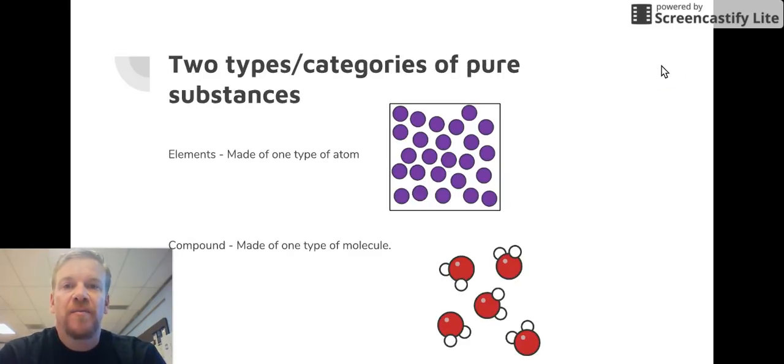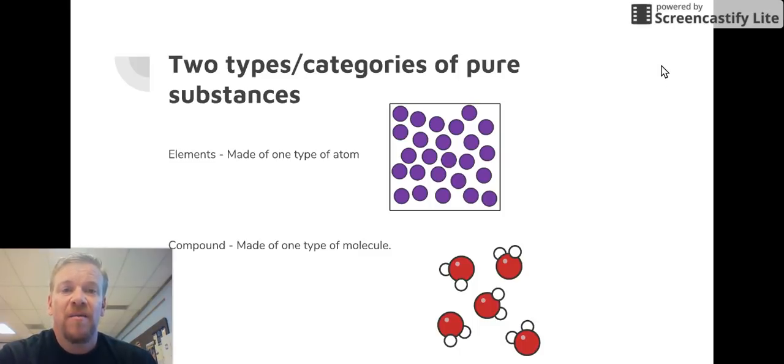Okay, so pure substances can be divided into two subcategories, elements and compounds. So an element is made of one kind of atom. Got a particle model for you here with the little purple circles. Those would represent the atoms. These would be things like hydrogen, carbon, oxygen. Any of those things that you're going to find on the periodic table are going to be represented by elements. A compound is made up of one type of molecule.